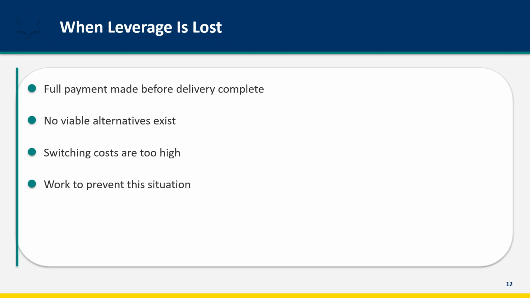Sometimes leverage is lost. If you've paid everything before delivery is complete, you have little financial leverage remaining. If no viable alternatives exist, the vendor knows you can't switch. If switching costs are too high due to technical lock-in or time pressure, you're stuck. Work to prevent these situations. Structure payments wisely. Maintain alternatives. Avoid unnecessary lock-in. Once leverage is lost, your options are limited.